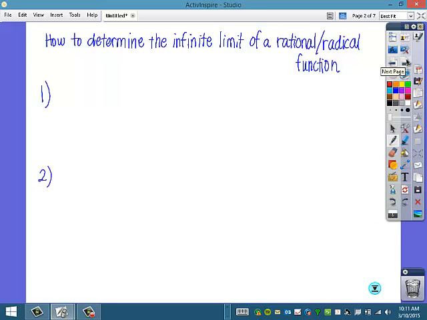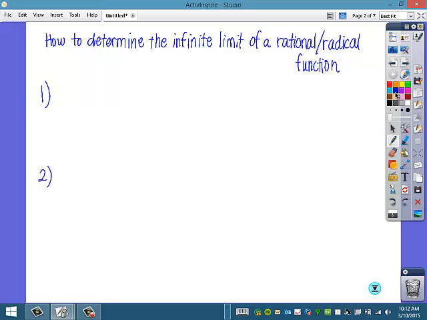Okay, sometimes your equation is not going to be quite so simple, so it won't be quite so easy to just tell, oh, that limit is going to be 0. So how do you determine the infinite limit of a rational radical function? A rational function is just something that has a denominator. A radical function has the square root. So how do you determine the infinite limit of something that's a little bit more complicated than those problems we just saw?